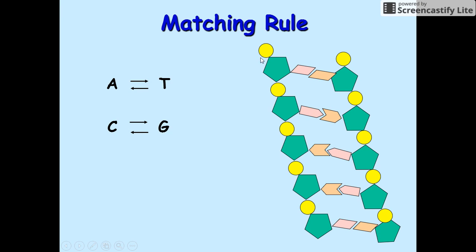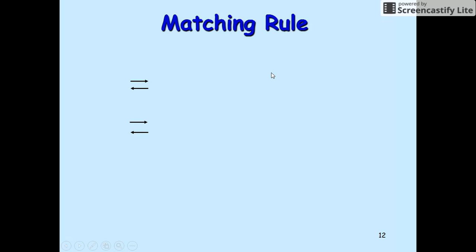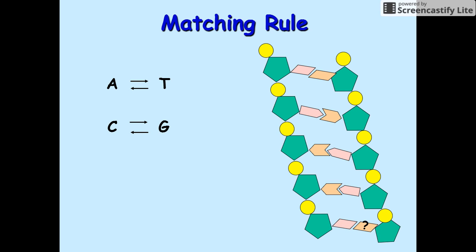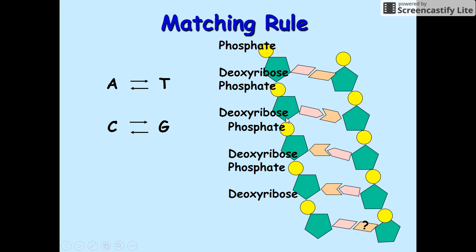First, let's label the backbone of our DNA molecule. The circles represent phosphate, and the pentagon or the house-shaped molecule represents deoxyribose. So we have phosphate, deoxyribose, phosphate, deoxyribose, phosphate, deoxyribose, phosphate, deoxyribose, phosphate, deoxyribose. Let's look at these bases, which are held together by a bond.